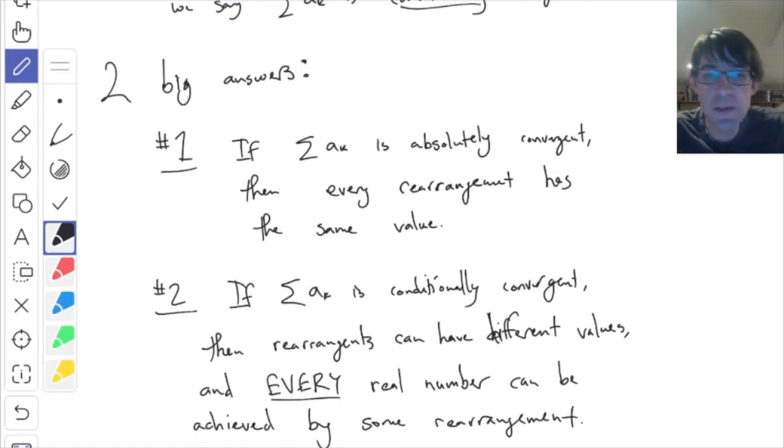So what this means is, not only can you get different answers sometimes by rearranging it, but you can rearrange it to add up to any number you want. So you can make it add up to 0. You can make it add up to pi over 2, whatever. Any real number can be achieved as the value of the series under some rearrangement.